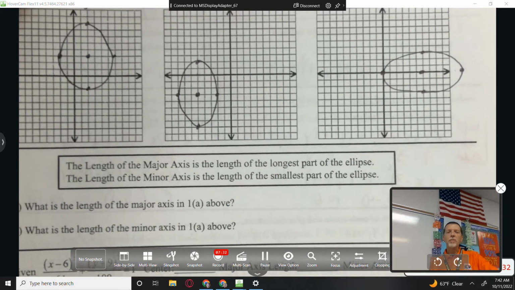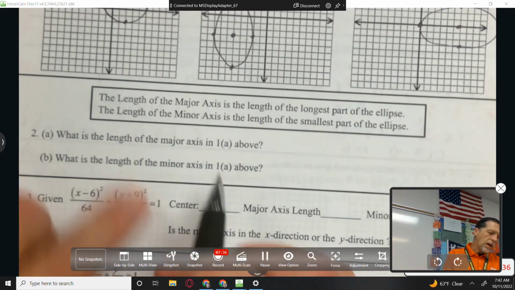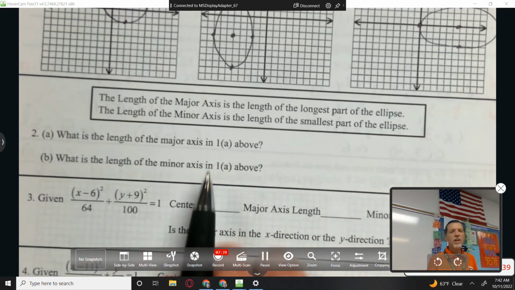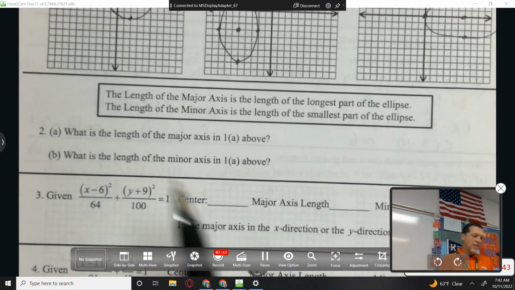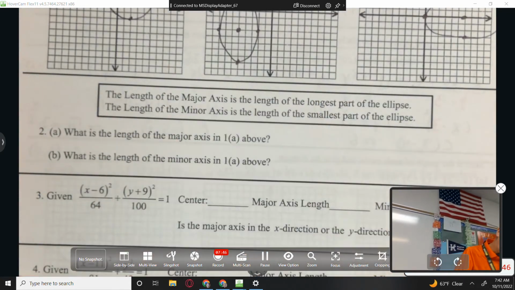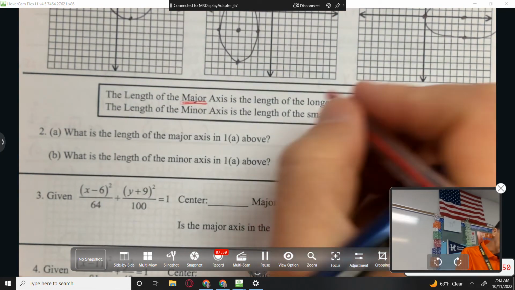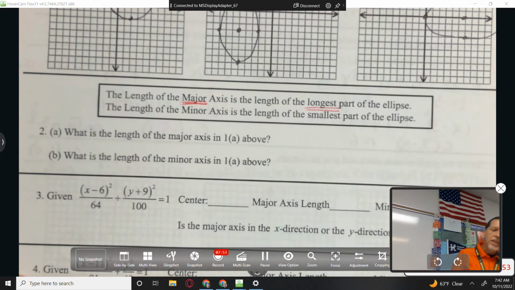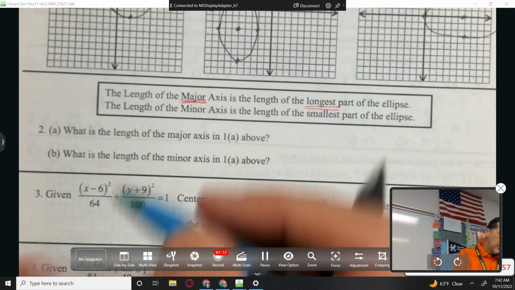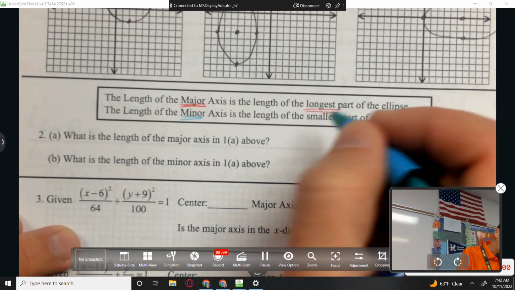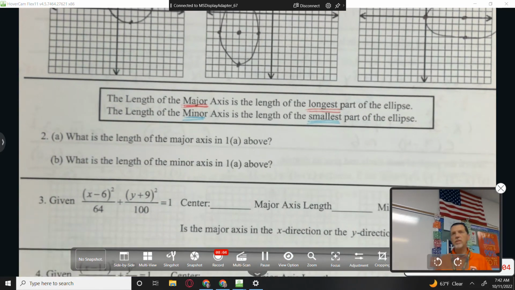Not quite symmetric, but you get the idea. Okay, a couple of terminology words here that I think make complete sense. The length of the major axis is the length of the longest part of the ellipse. Major and longest. The length of the minor axis is the length of the smallest part of the ellipse.